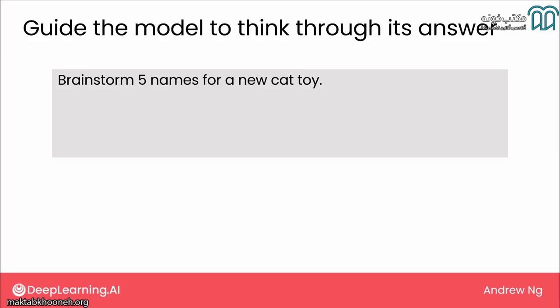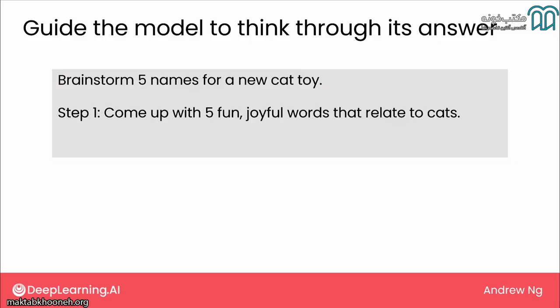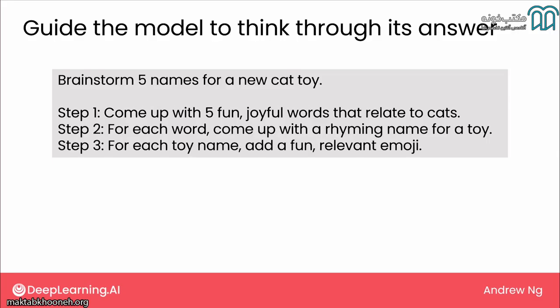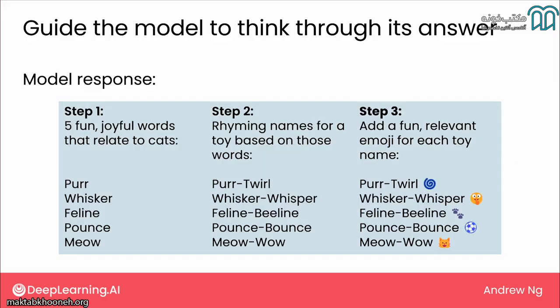I might tell it, brainstorm 5 names, and tell it, step 1, come up with 5 joyful words related to cats. Then for each word, come up with a rhyming name, and finally, for each toy name, add a fun, relevant emoji. And with a prompt like this, you might get a result like this, where the LLM follows your instructions to first come up with purr, whisker, and so on, and then purl, twirl, whisker, whisper, feline, beeline, with fun emojis added to the end. So if you already have in mind a process by which you think the LLM could get to the answer that you want, giving it clear step-by-step instructions to follow could be quite effective.